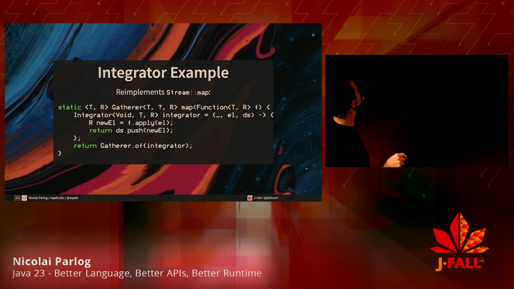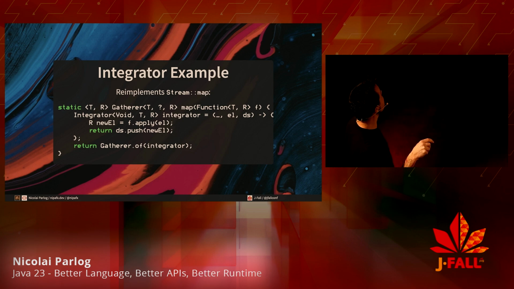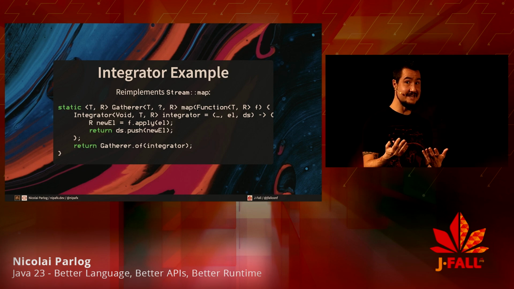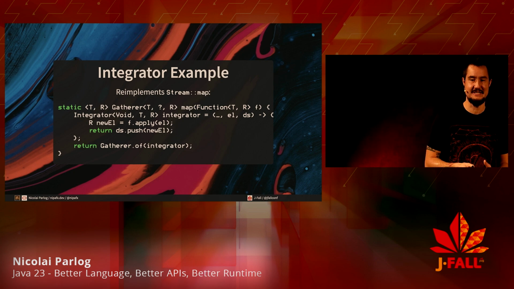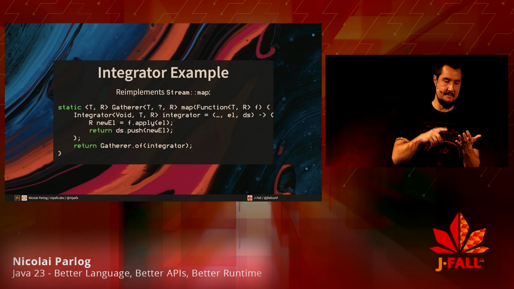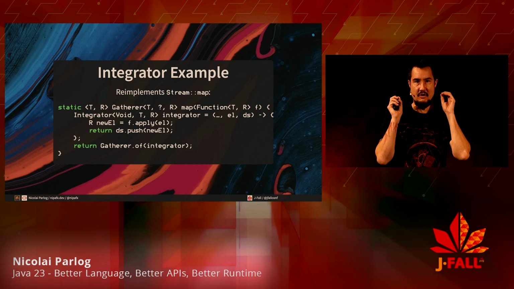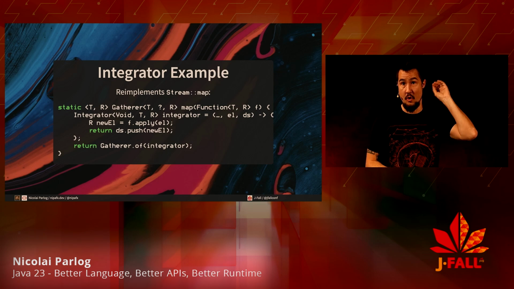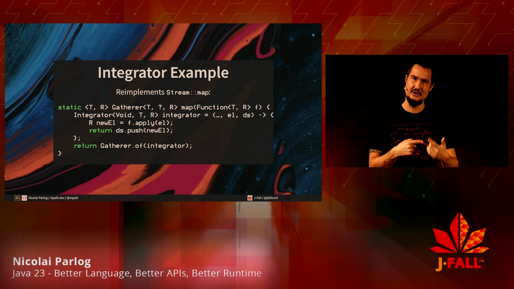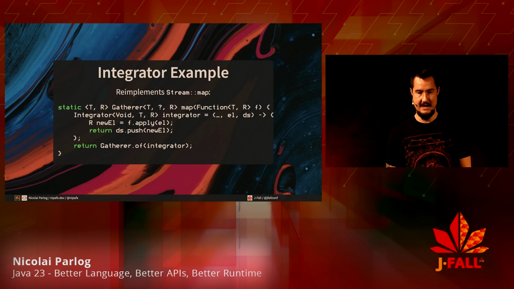Let's reimplement Stream.map. So my map method has to accept the function that I'm going to use for the mapping. And my integrator, again, ignores the state, takes the element, takes the downstream, applies the function to the element, and then pushes it downstream. If you're interested in gatherers, I highly recommend, that's one of the first things I did, just sit down and re-implement map, flatMap, filter, all these standard intermediate operations. They can all be expressed as gatherers, and it's good to get to know the API that way.